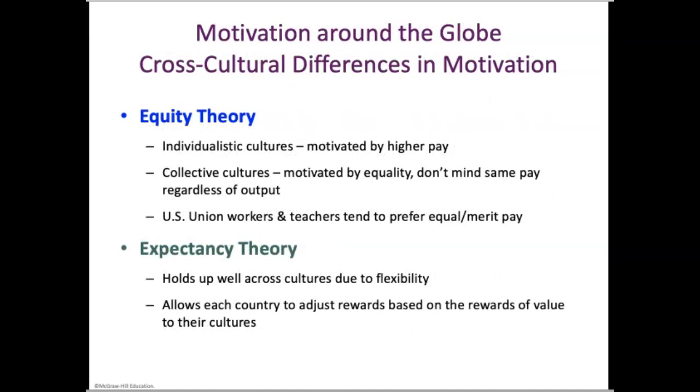Equity theory. Individualistic cultures are motivated by higher pay. In collective cultures, people are motivated by equality and don't mind the same pay regardless of output. U.S. union workers and teachers tend to prefer equal or merit pay. Expectancy theory holds up well across cultures due to its flexibility. It allows each country to adjust rewards based on the rewards of value to their cultures.